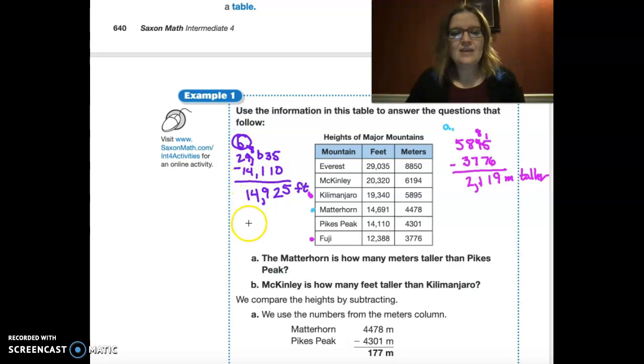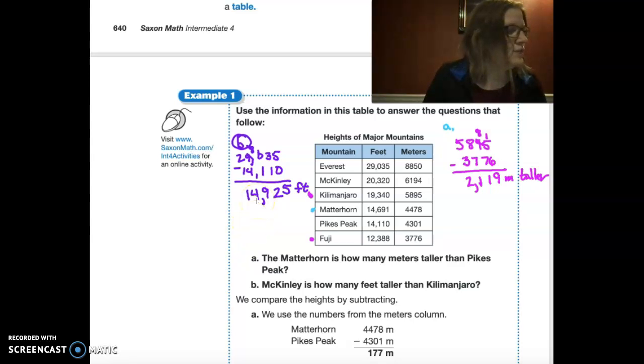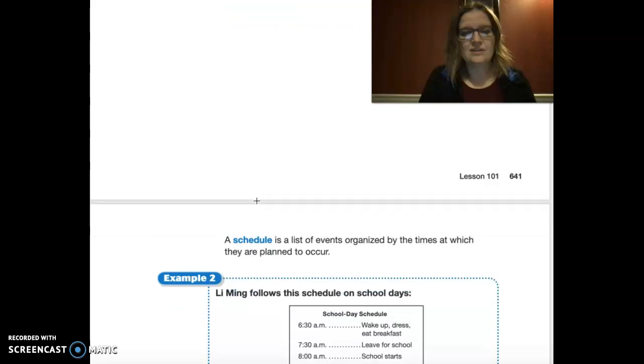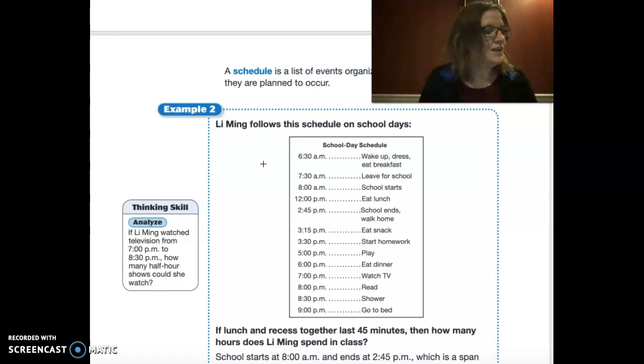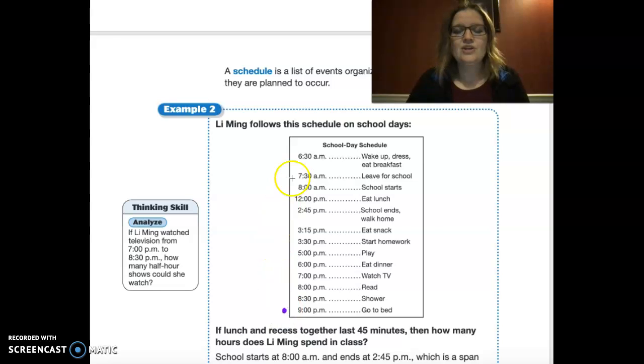And then C is, the question that they have is, they want you to look at Li Min's schedule, and they want to know how much sleep does Li Min get on a school night if she follows her schedule. So I'm looking, and it looks like Li Min goes to bed at 9 o'clock. And then she wakes up at 6:30.